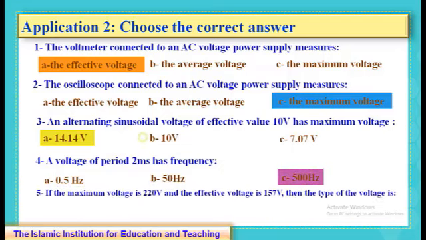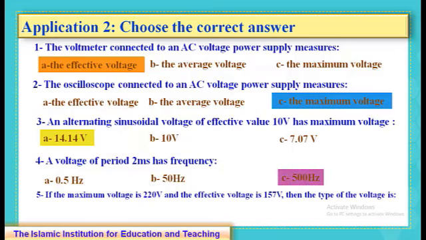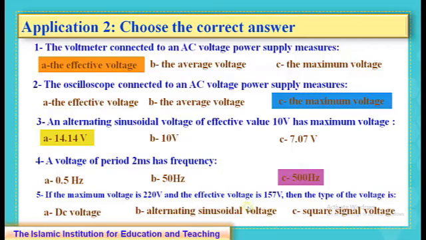Part 5. If the maximum voltage is 220 volt and the effective voltage is 157 volt, then the type of the voltage is. When we divide the maximum voltage over the effective voltage, it gives us radical 2. Then the type of the voltage is, of course, alternating sinusoidal voltage.